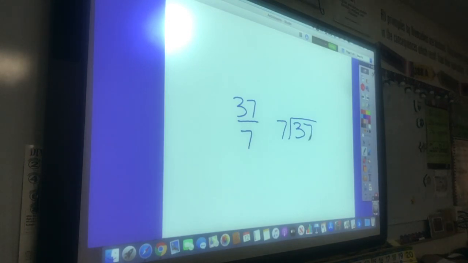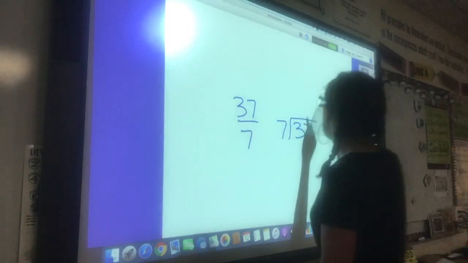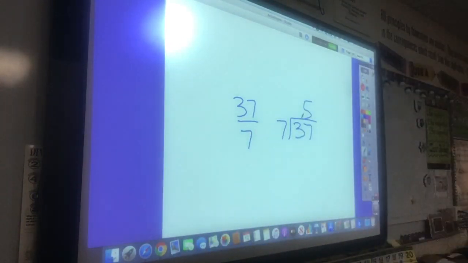So what would we get for 37 sevenths as a mixed number, Carson? 5 and 2 sevenths. Yay. Okay, so 5, we know that's 35, 2 left over, put the 2 on top, the 7 on the bottom, 5 and 2 sevenths.